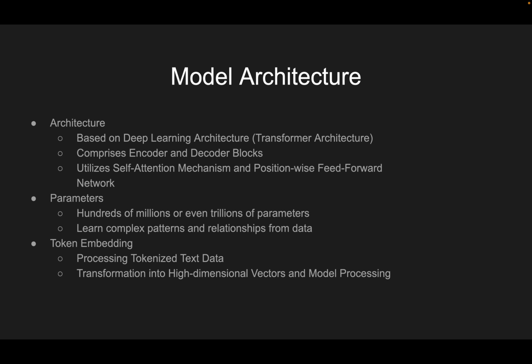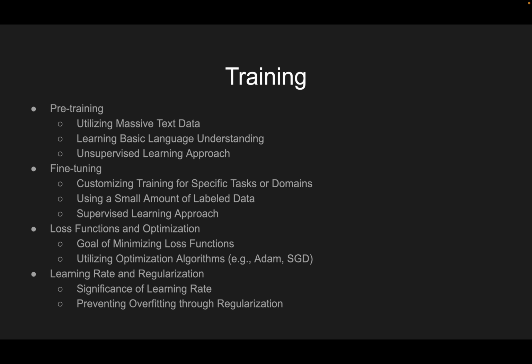The model processes tokenized text data, where each token is transformed into a high-dimensional vector through an embedding layer. These vectors are then processed in different layers of the model, allowing it to understand the meaning and structure of the text. Now, let's delve into the training process of the model.